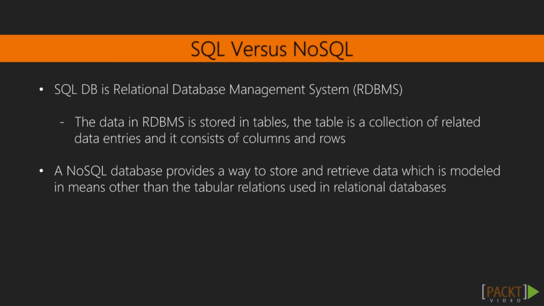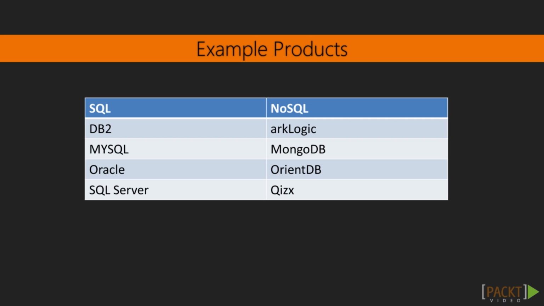So first of all, a SQL database is a relational database management system, often referred to as RDBMS. The data there is generally stored in tables, which are a collection of related data entries and consist of columns and rows. However, NoSQL databases provide a way to store and retrieve data in a very efficient manner without having to use tables. Some examples of products for SQL databases are DB2, MySQL, Oracle, and SQL Server, and for NoSQL, there's MarkLogic, MongoDB, which is extremely popular, OrientDB, and others.